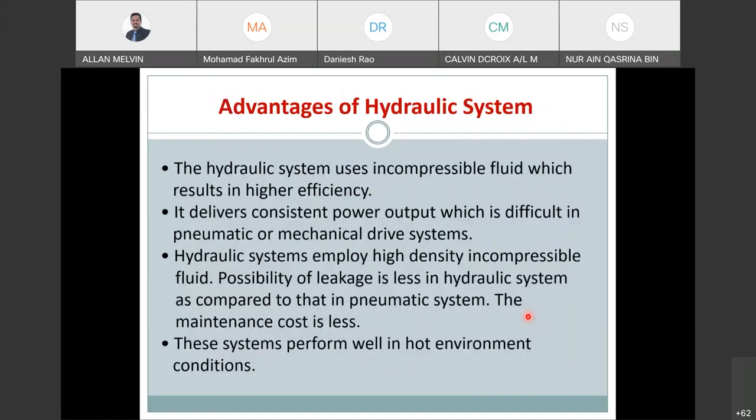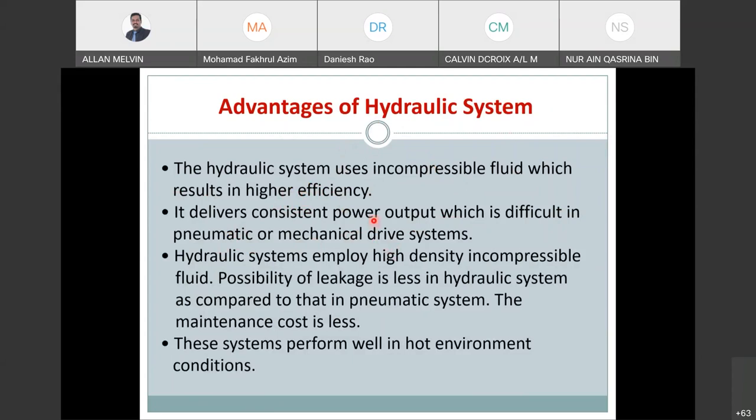Okay, so for the last slides, the advantage of the hydraulic system. A popular question: what are the advantages of hydraulic system? The hydraulic system uses incompressible fluid, which results in higher efficiency. Naturally, hydraulic system has a higher efficiency. So it delivers consistent power output, which is difficult in pneumatic and mechanical systems.